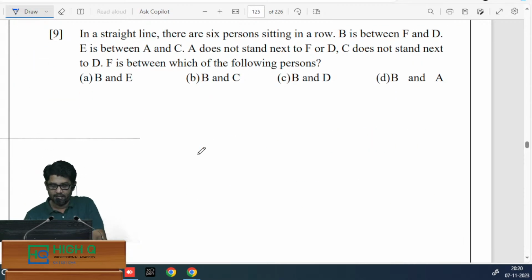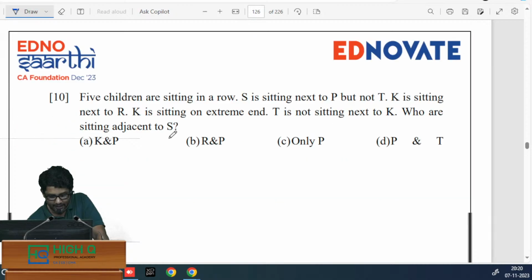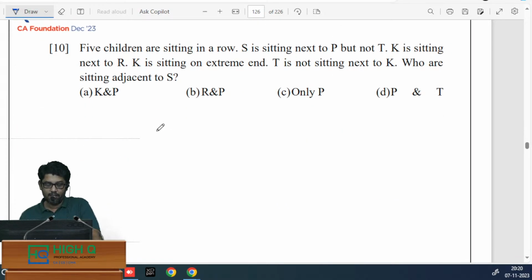In a straight line, there are 6 persons sitting in a row. Yes, we can do it. B is between, I think this one we already did. Same question is repeated. Next, 5 children are sitting in a row. This one also we did. For this question K and P are given; previously the same question had P and T. Now what to do?